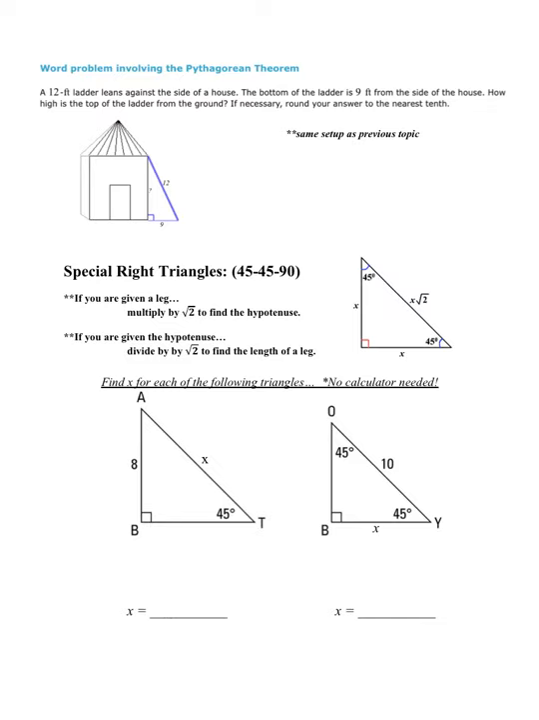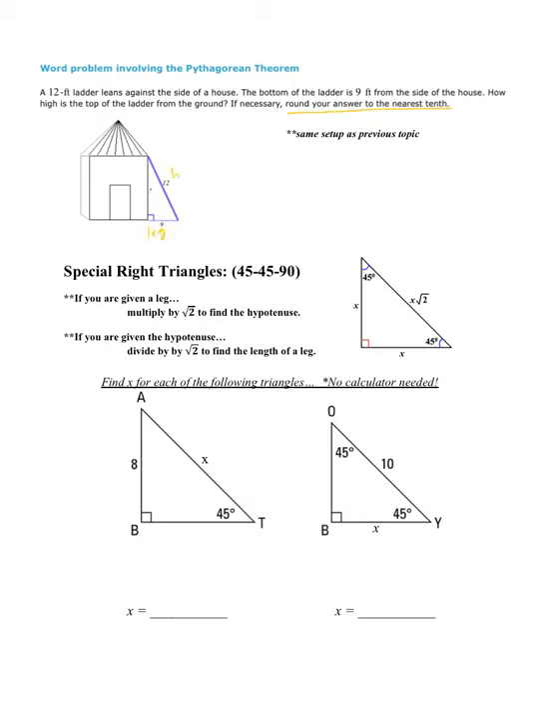So we have a 12-foot ladder leaning against the side of a house. The bottom of the ladder is 9 feet from the side of the house. There we go. How high is the top of the ladder from the ground? That's a fancy way of saying how high is that side or how long is that side. Round your answer to the nearest tenth.